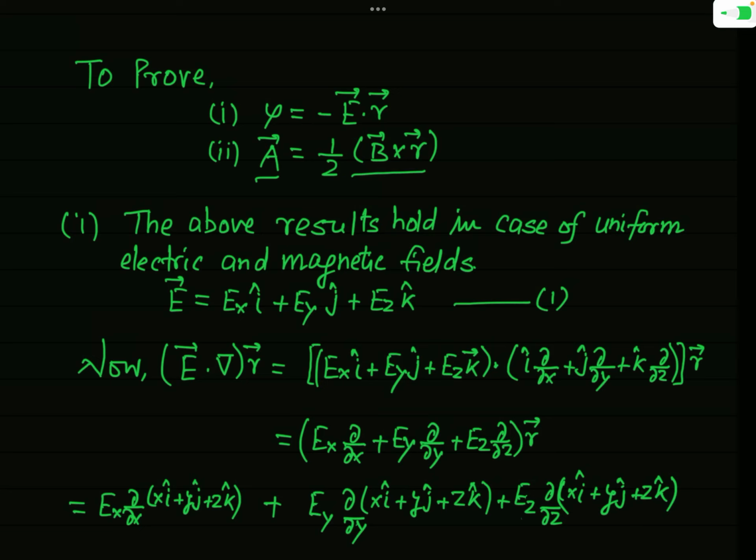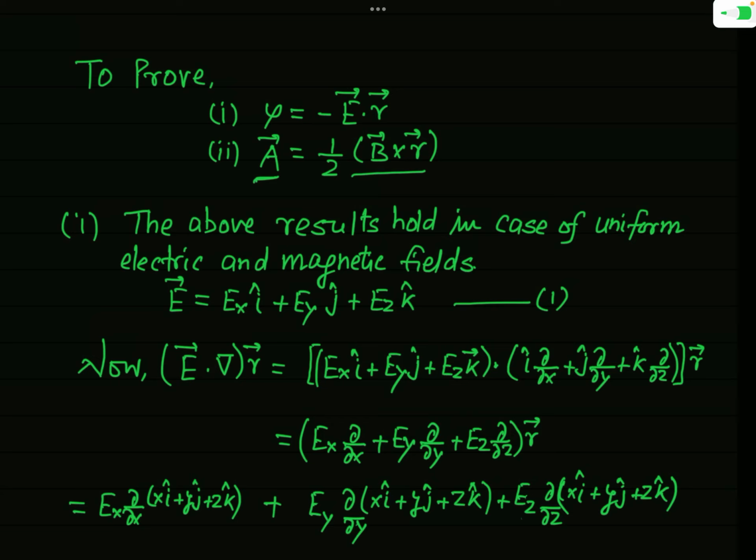In fact, these two results hold only when the electric and magnetic field vectors are uniform. So in a uniform electric and magnetic field, how we can express the scalar potential phi and the vector potential A in terms of these uniform field vectors, we have to discuss. In fact, these two results can be derived by a very simple calculation. You can easily understand it. So be serious and watch the video seriously. Definitely everything will be very clear to you.